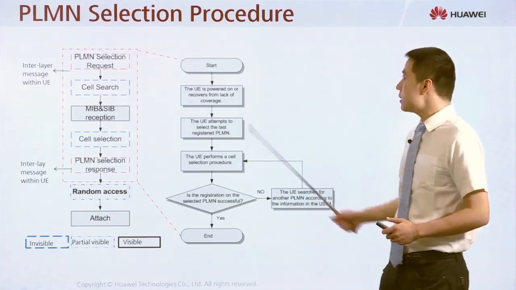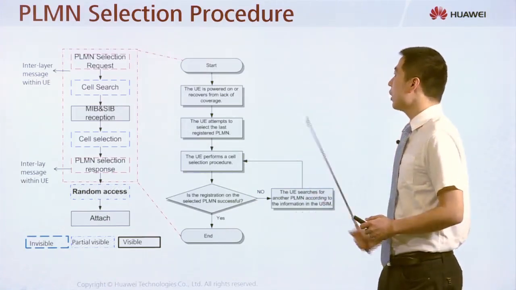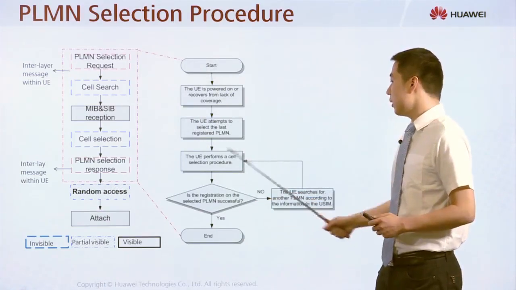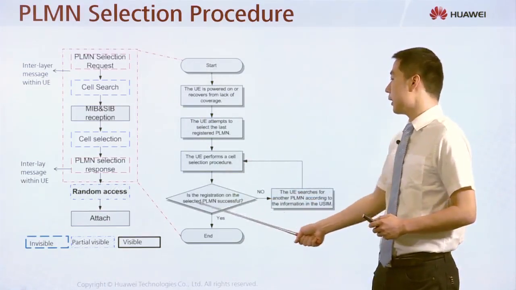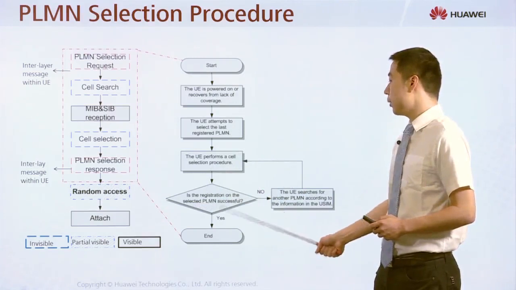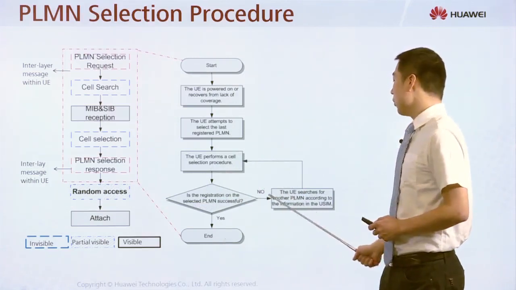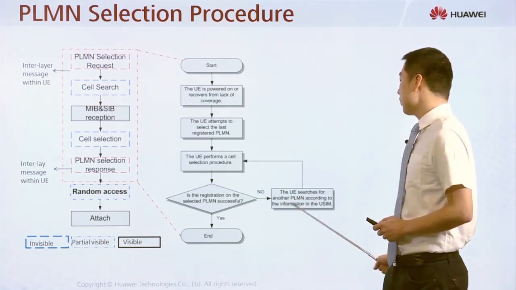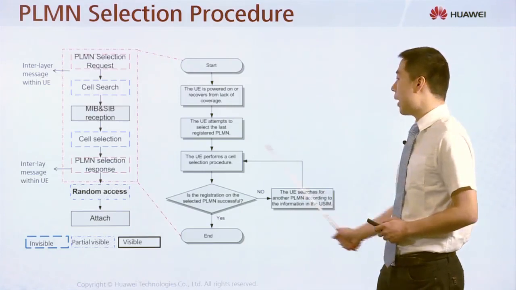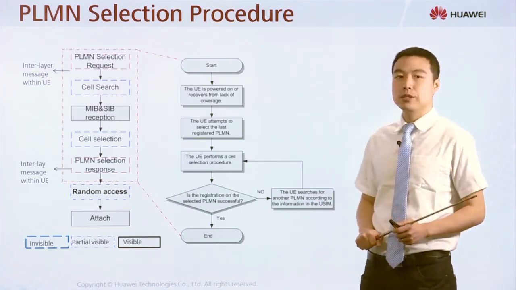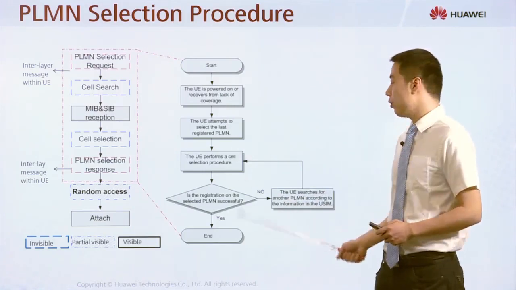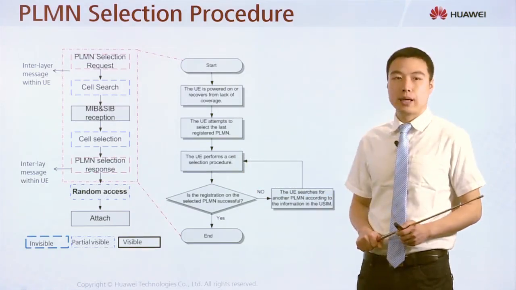Okay, this is the general procedure for the PLMN selection. If the registration on the selected PLMN is successful, then this procedure is finished. If not, the UE will search for another PLMN according to the information in the USIM card and go back, performing the cell selection procedure again until it finds a PLMN network.